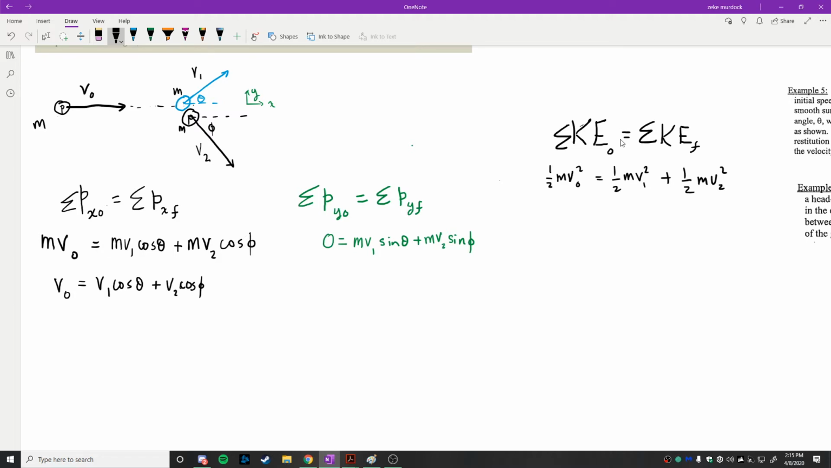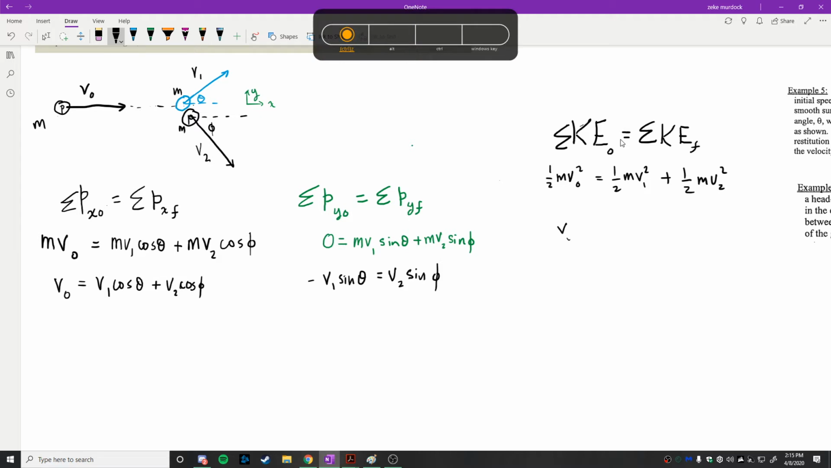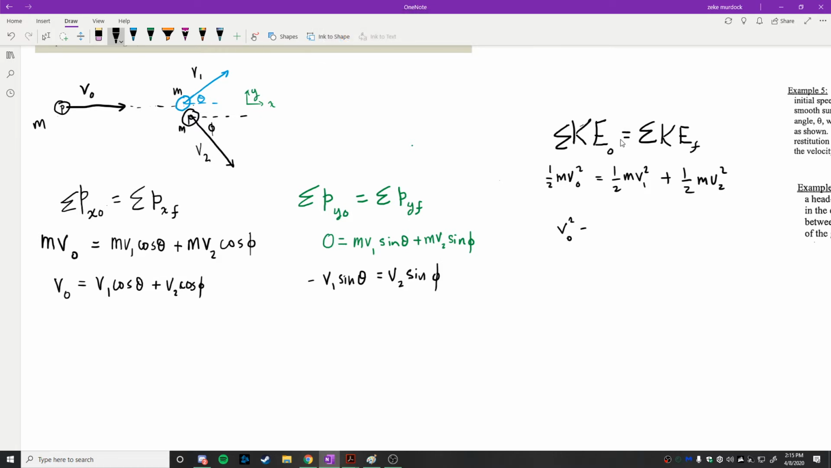And I'm rewriting them. I'll rewrite this one a little bit differently. I'm just canceling out the m's, right? For now. That's all I'm going to do. And I want you guys to try to solve these equations. Okay? This one, we're going to remove the halves and the m's, right? This one just says v naught squared equals v1 squared plus v2 squared.